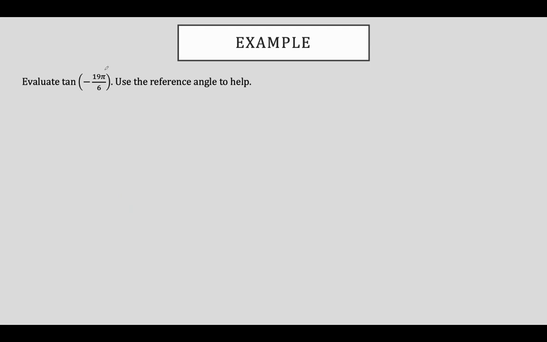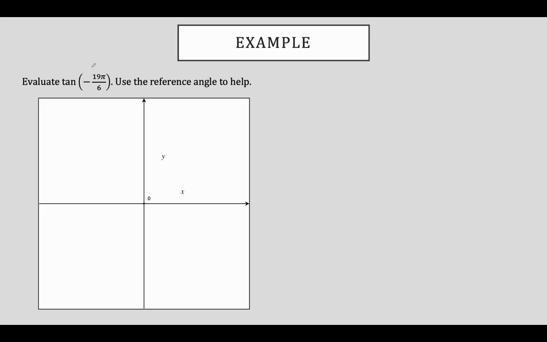Evaluate the tangent of negative 19 pi over 6. Use the reference angle to help. Well, again, here I have an angle. This one is going to be greater than negative 2 pi. So let's again write this as a mixed number. 6 goes into 19 3 times with a remainder of 1. Therefore, negative 19 pi over 6 is negative 3 1/6 pi.